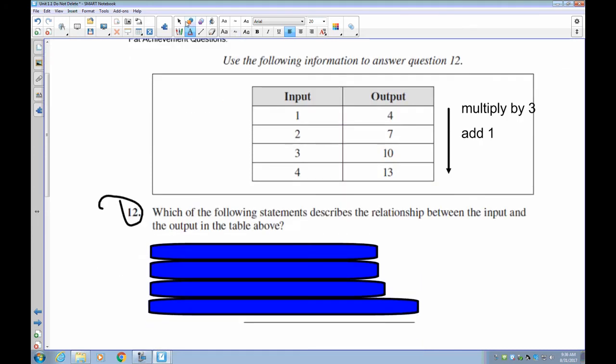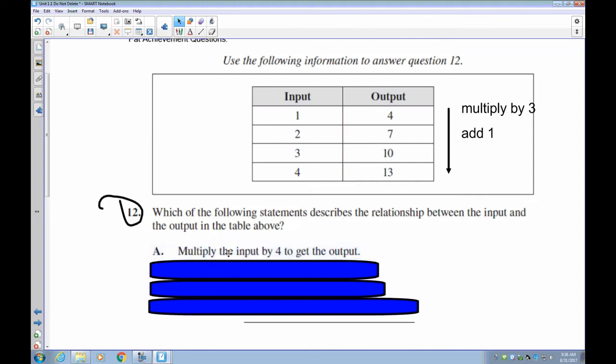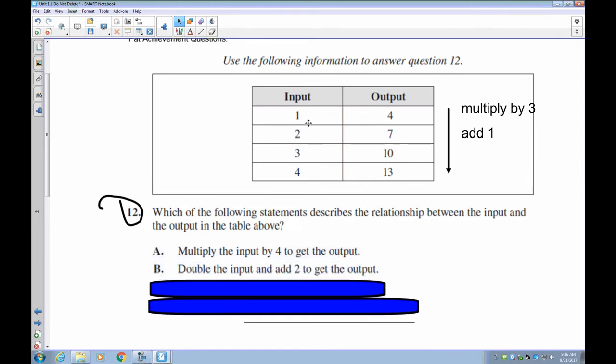So it says here, which of the following statements describes the relationship between the input and the output of the table? So what happens when you go from 1 to 4, 2 to 7? And they give you some choices. Multiply the input by 4. Well, we know that's incorrect because we're not going up by 4. Double the input and then add 2, right? Well, 1 plus 1 is 2, plus 2 gets us 4, but 2 plus 2 is 4, plus 2 would give us 6, so this one doesn't work. 3 doubled would be 6, and 2 more, 7, 8, that should be an 8, so this one is out.